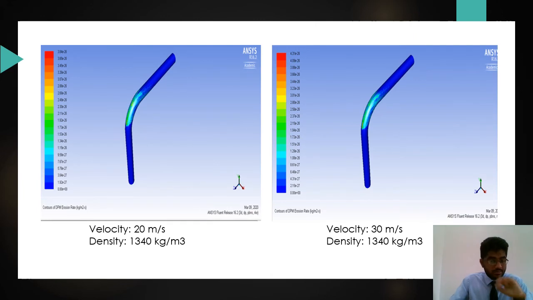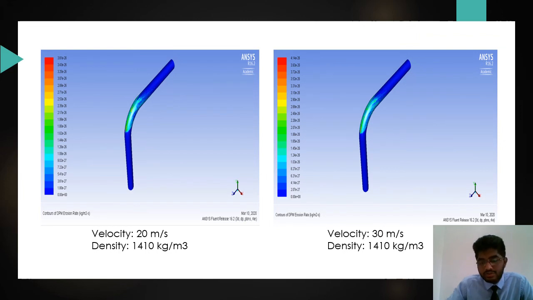Moving to the simulated result, as we can see, for density of 1340 kg per meter cube at velocity of 30 meter per second, the erosion rate is higher compared to the particle density of 1410 kg per meter cube for velocity 30 meter per second. So that's all from me.